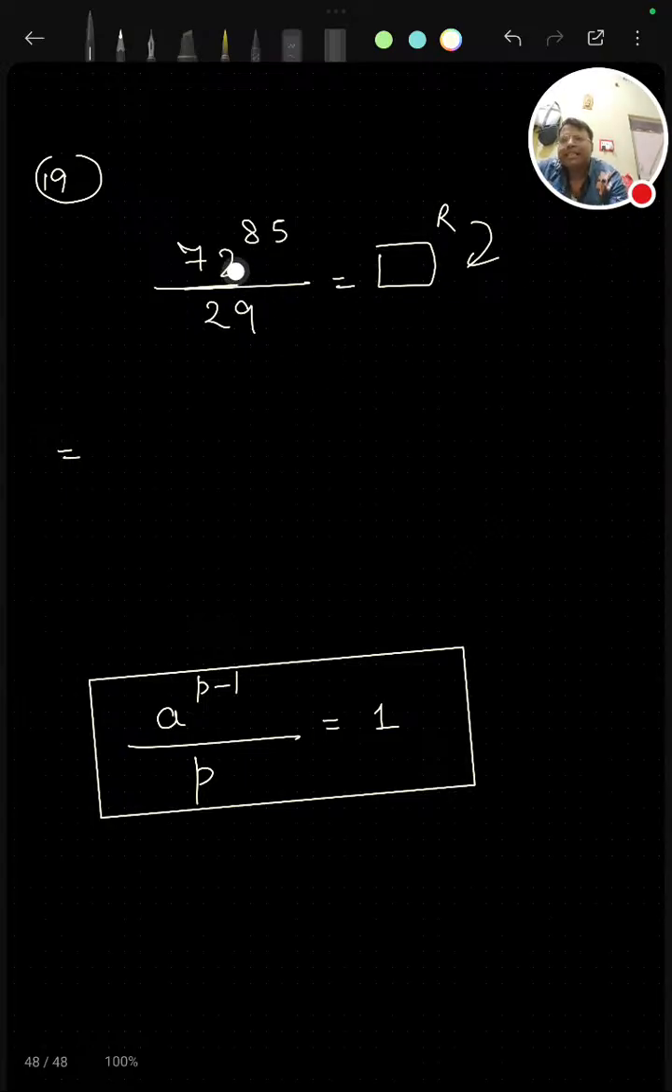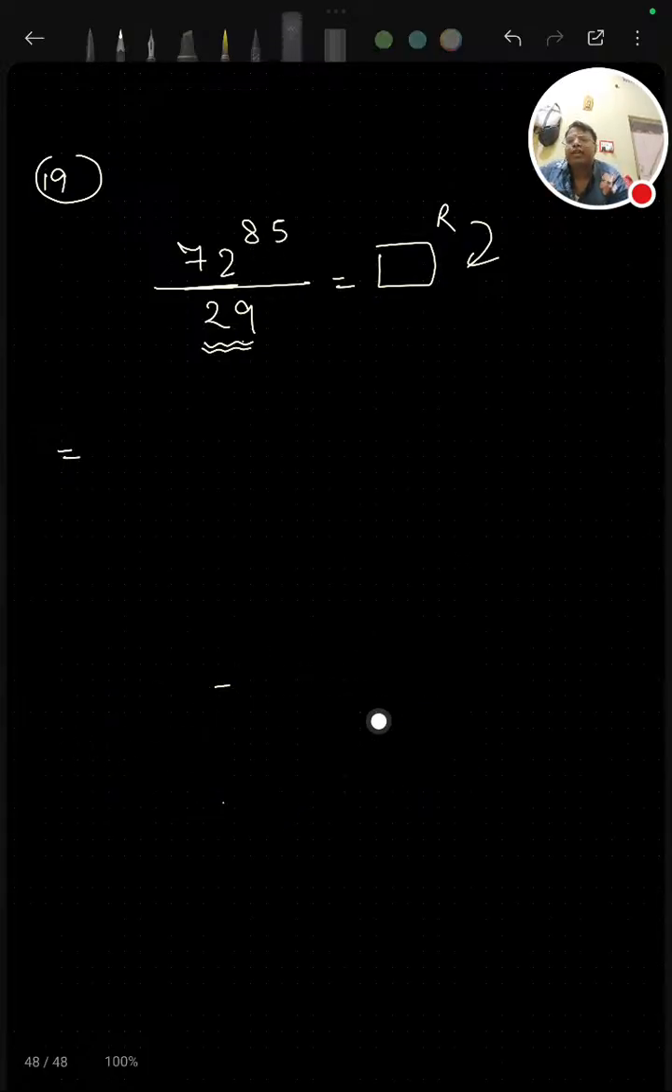Now you can see that 72 to the power 85 divided by 29. What is the remainder? So it is 29. It is a prime number. 72 and 29 are coprime numbers. If it is 29, according to Fermat's theorem, the power must be P minus 1, means 29 minus 1, means 28. So the power must be 28.